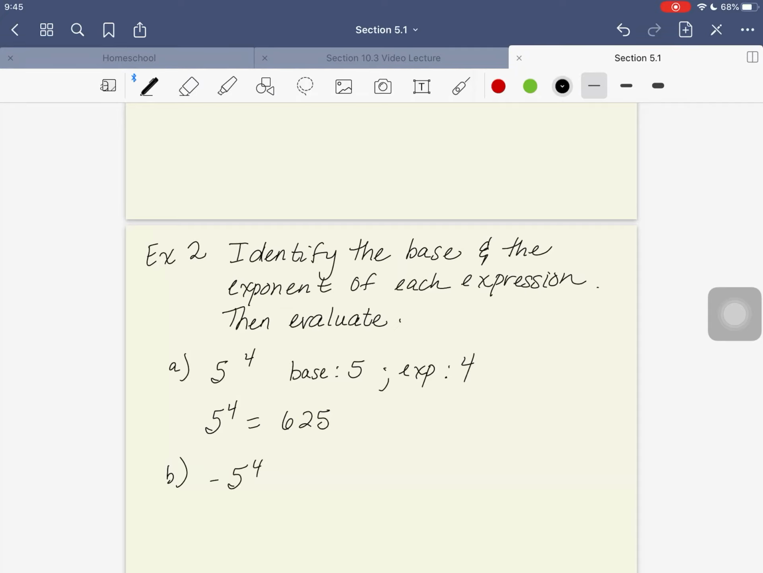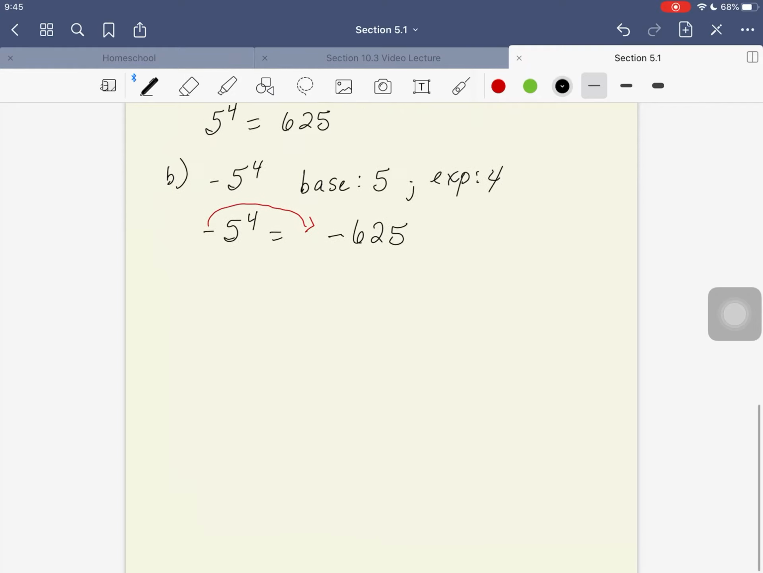All right, now when you add a negative in there, keep in mind that the exponent only applies to what is immediately in front of it. So in this case, the base is still just 5 and the exponent is 4. But when you evaluate it, you're going to carry that negative over into your answer. So that would equal negative 625.